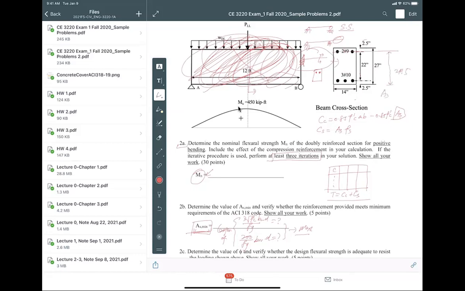And the As now in this case is the 2 number 9, and that equals 2 inch squared. Now here, in the cantilever case, this will be As prime, compressive reinforcement, right? So be careful. And c, the compressive zone, has to start from the bottom, not the top anymore.